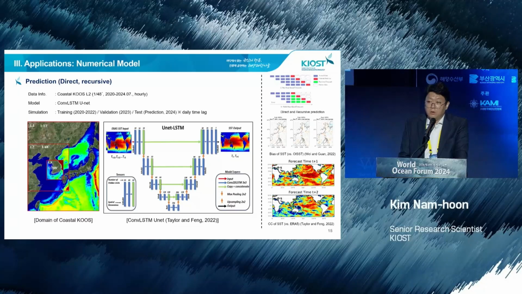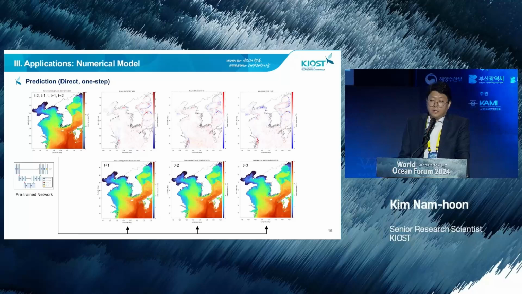So in order to prevent this, we combine the UNet network with the ConvLSTM network. Based on this, we trained on the KOOS L2 results. And we did machine learning on this. Earlier we did one-step prediction, and here we conducted multi-time-step prediction.